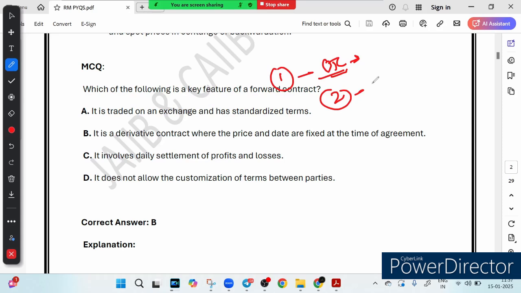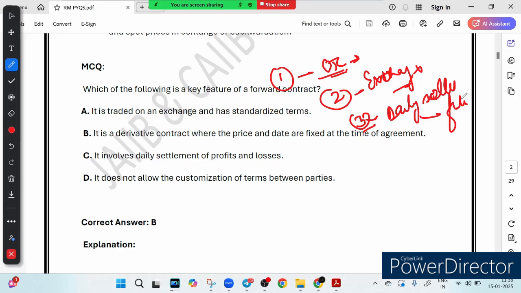Second point is that it is not traded on exchange, making it different from future contract. Third point is that daily settlement applies to futures, not forward. Fourth point, forward contracts are customizable. You can customize it, allowing parties to agree on specific terms like quantity, quality and delivery timeline.